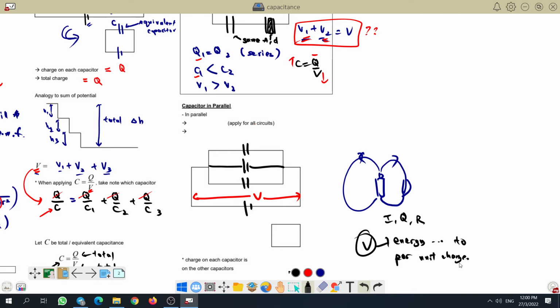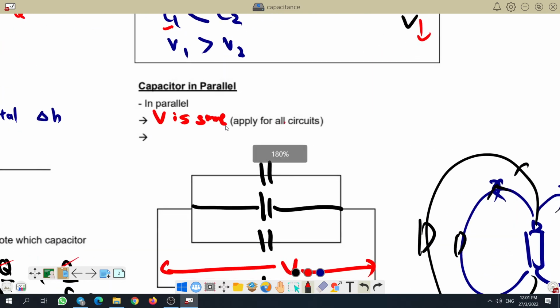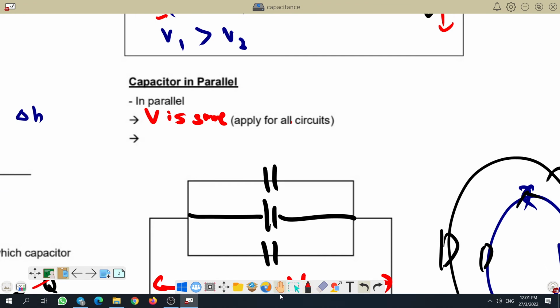It is the definition of work done, right? Work done per unit charge. So actually when you connect more in parallel, more charge comes out, but each charge that comes out still has the same energy, the same V. So always in parallel, the V is the same. In any type of circuit, as long as it is parallel, the V is the same, because charge flows from higher V to lower V.